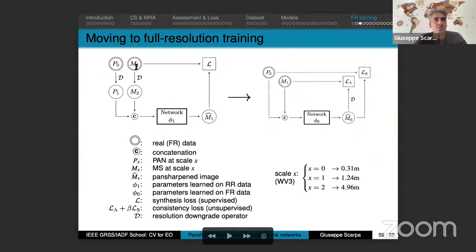Of course, there is an interpolation, not shown here, that you have to operate on M1 to make it the same size as P0. So I don't know if I have answered your question.